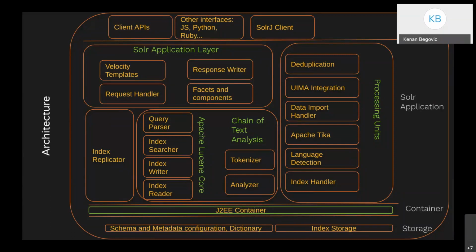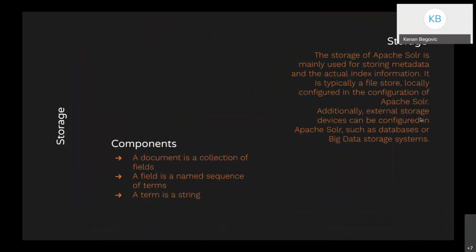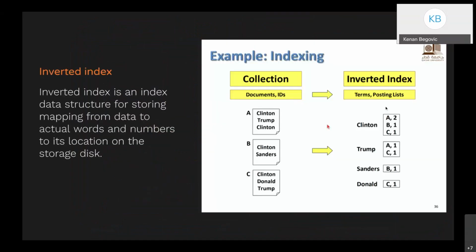I was just asking about storage. Sorry to interrupt you. I was just asking about storage in particular. So for storage, it has an index storage, and it stores schema and metadata configuration along with dictionaries. Okay, so that means that Solr has some things to store other than what Lucene is already storing. Yes, definitely, 100%. Index storage is just one part of the storage that Solr provides. Okay, thank you.